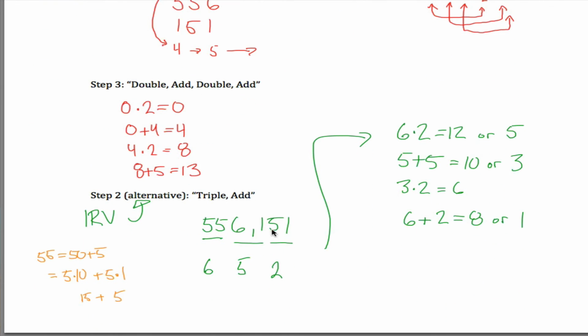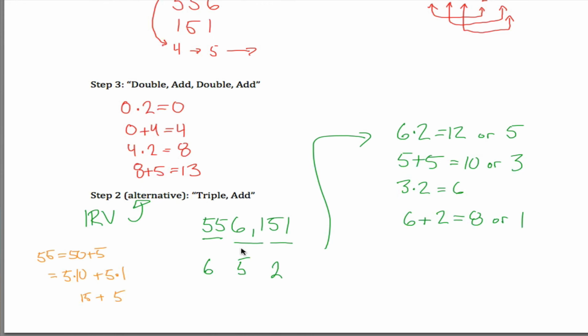So you can either think about this as 5 tens and 1 single or 51 singles. Either way is fine. Same idea here. For this 61, if I triple the 6, I have 18, and add 1, I have 19. That leaves me with the remainder of 5. So 61 must have a remainder of 5.